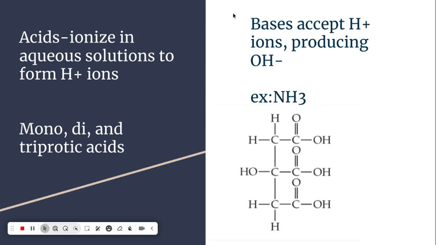And then we're going to look at bases, which accept H plus ions and produce hydroxide, which has a negative charge. However, bases don't always have to be hydroxide. For example, we have ammonia, which is just NH3.